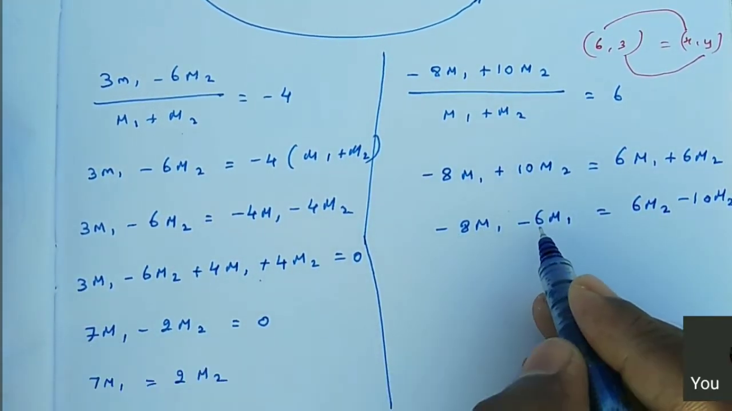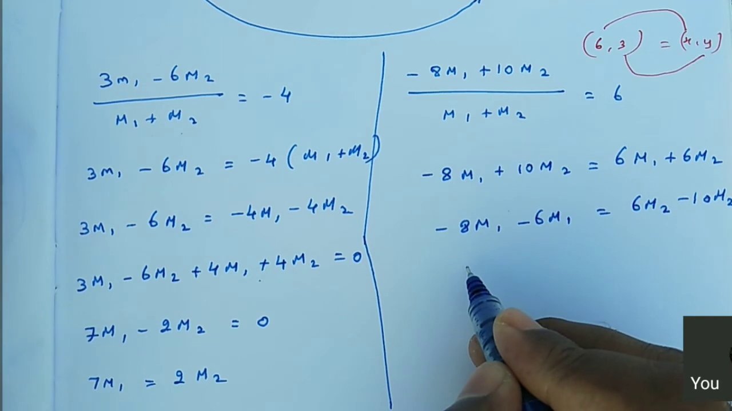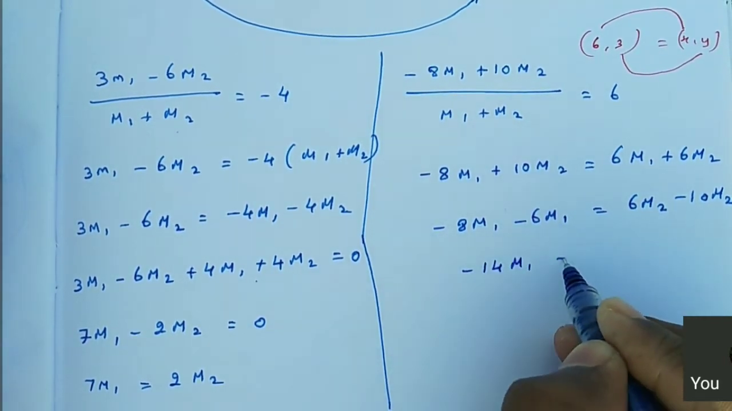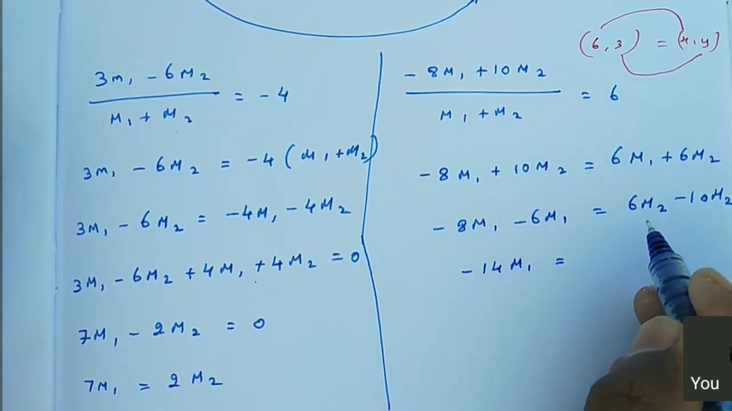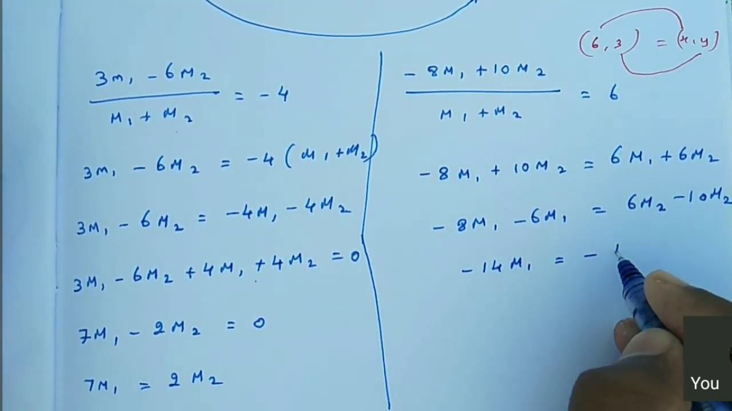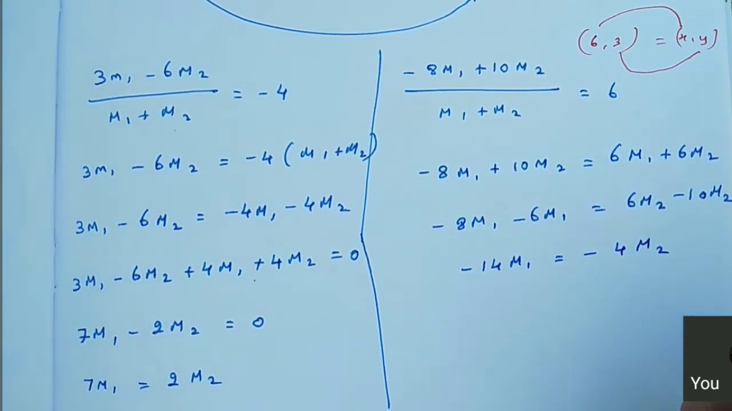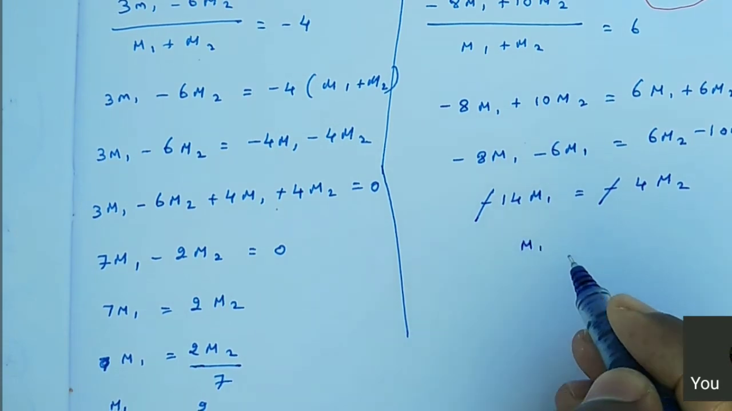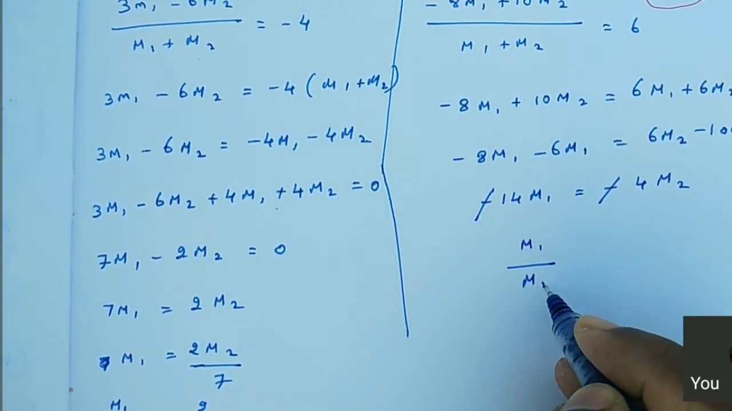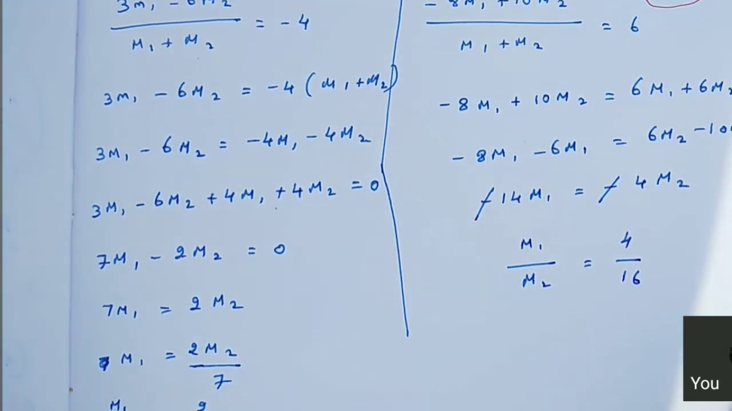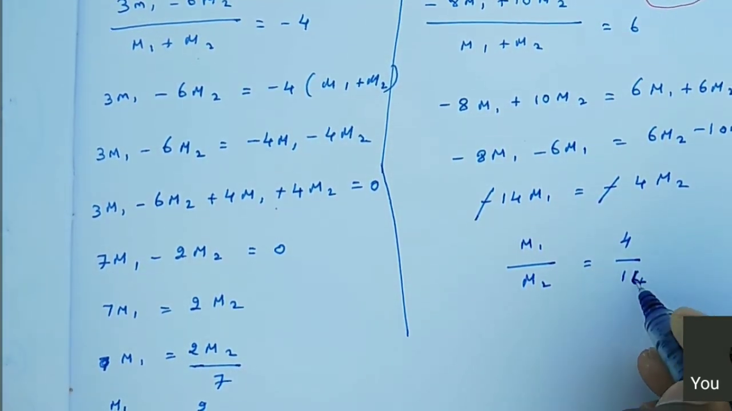So 8m1 minus 6m1, what is the answer? 2m1 is equal to 6m2 minus 10m2, what is it? Minus 4m2. So minus minus cancel. Now you just bring the m2 this side. So m1 divided by m2 is equal to 4 by 16. Are you clear? Sorry, 4 by 14.